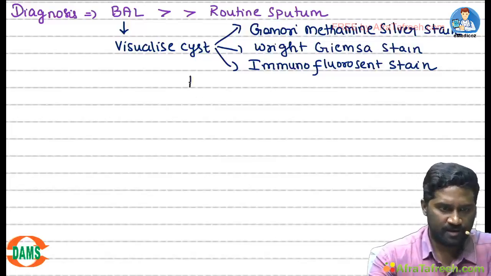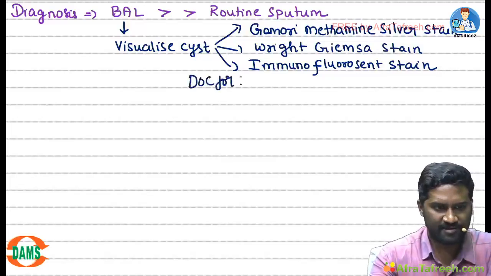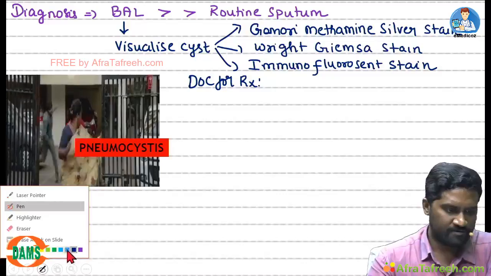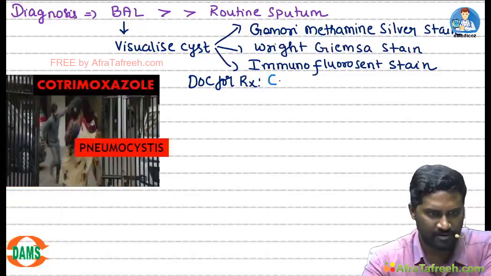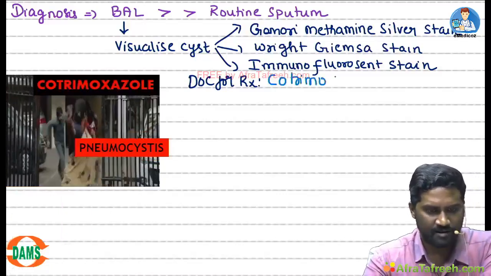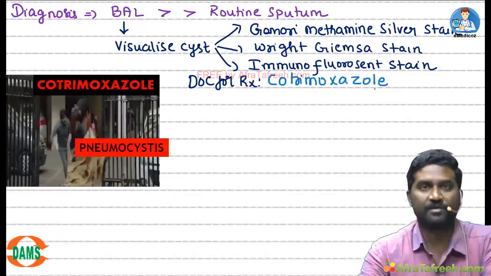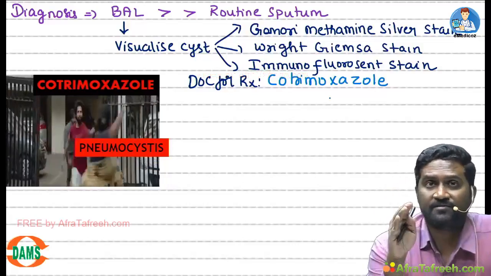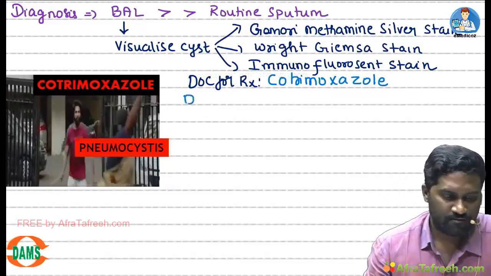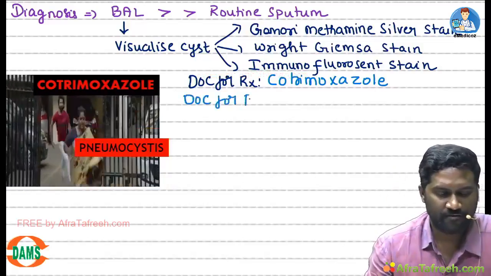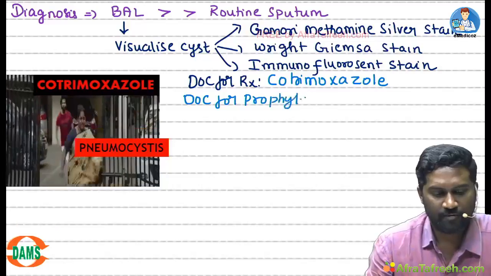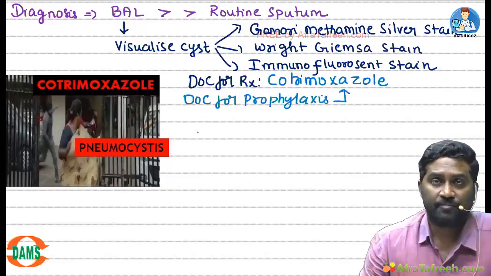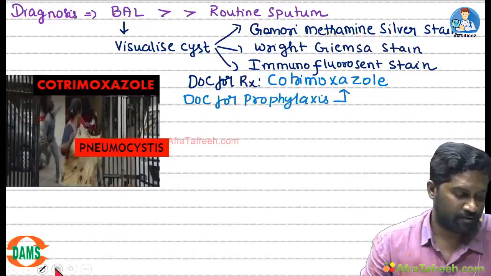What will be the drug of choice for treatment of Pneumocystis? Very, very important. If this is Pneumocystis, this is what cotrimoxazole does to it: it will make it run for its life. Drug of choice for treatment will be cotrimoxazole. Now few patients with HIV are at risk of developing Pneumocystis. What will be the drug of choice for prophylaxis? For prophylaxis also the answer should be cotrimoxazole.